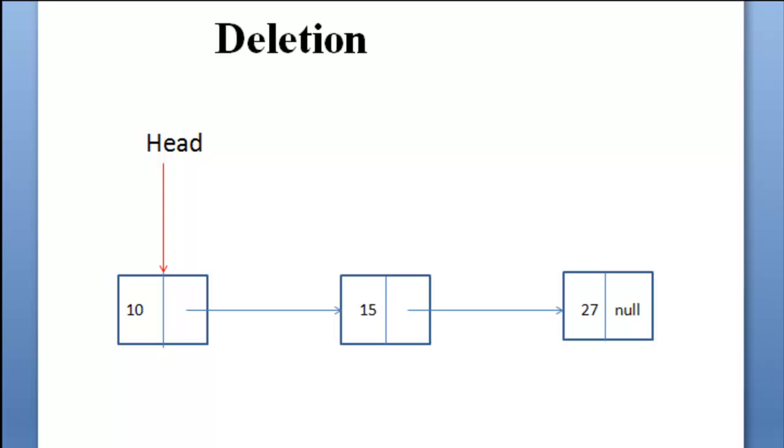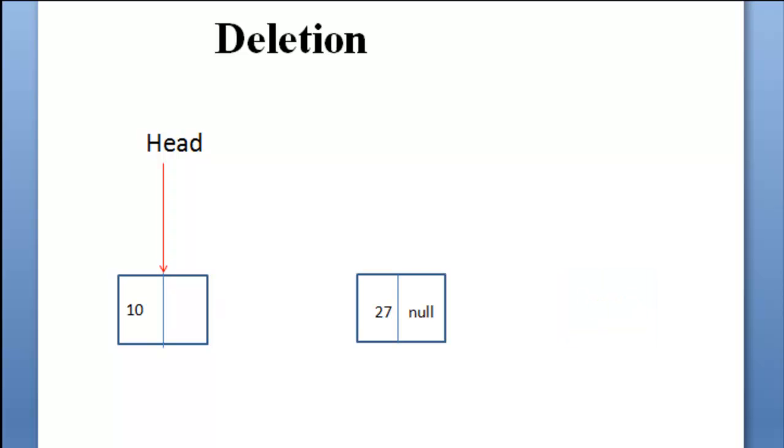Now how can we delete a value from the linked list? If we need to delete the second node having the data 15, then we can simply delete it and then we can point the pointer of the first node to the third node having the pointer value null. Hence in this way we can delete the second node from the linked list.